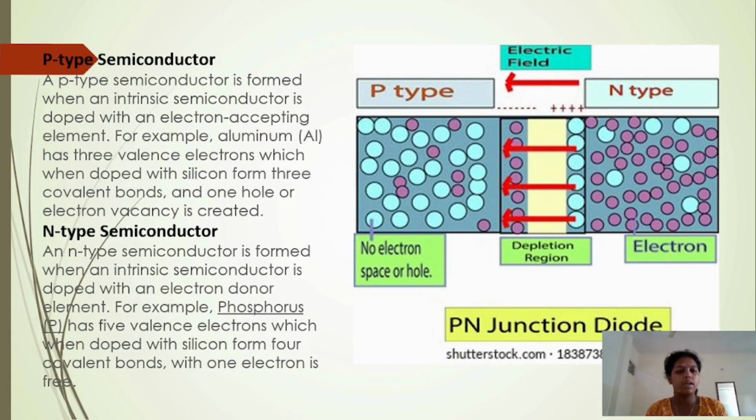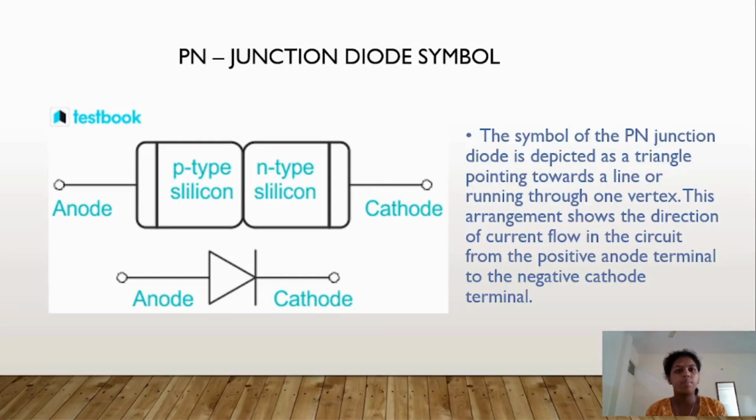N-type semiconductor. An N-type semiconductor is formed when an intrinsic semiconductor is doped with an electron donor element. For example, phosphorus has 5 valency electrons, which when doped with silicon form 4 covalent bonds with 1 electron free. PN junction diode symbol. The symbol of the PN junction diode is depicted as a triangle pointing towards a line running through one vertex. This arrangement shows the direction of current flow in the circuit from the positive anode terminal to the negative cathode terminal.